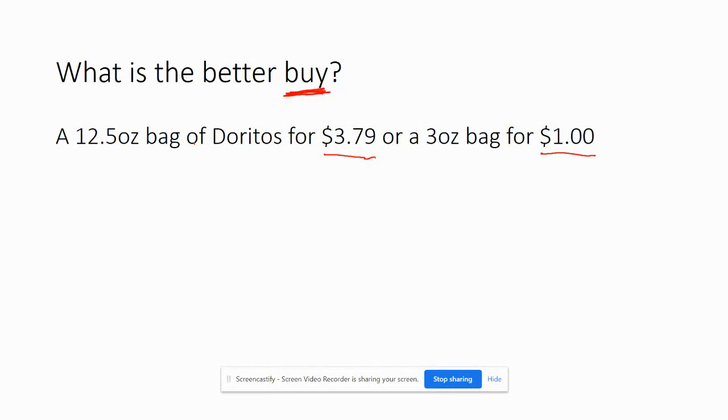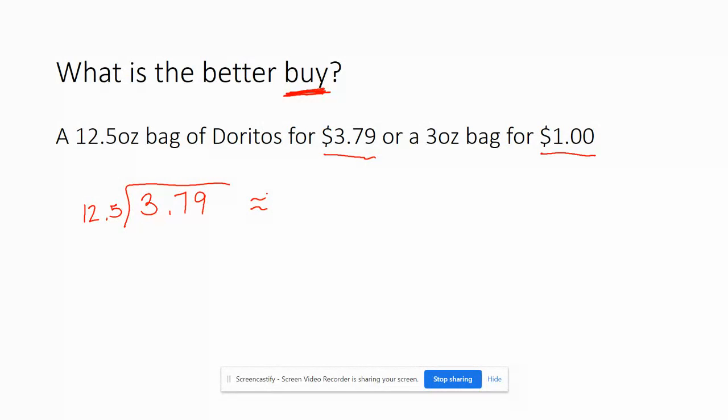Okay, so here, 12.5 ounces of a bag of Doritos for $3.79, or 3 ounces per bag for $1. Which one would give me more chips at a lower price? So, like I said, we're going to divide our price. We're going to say 3.79 divided by 12.5.